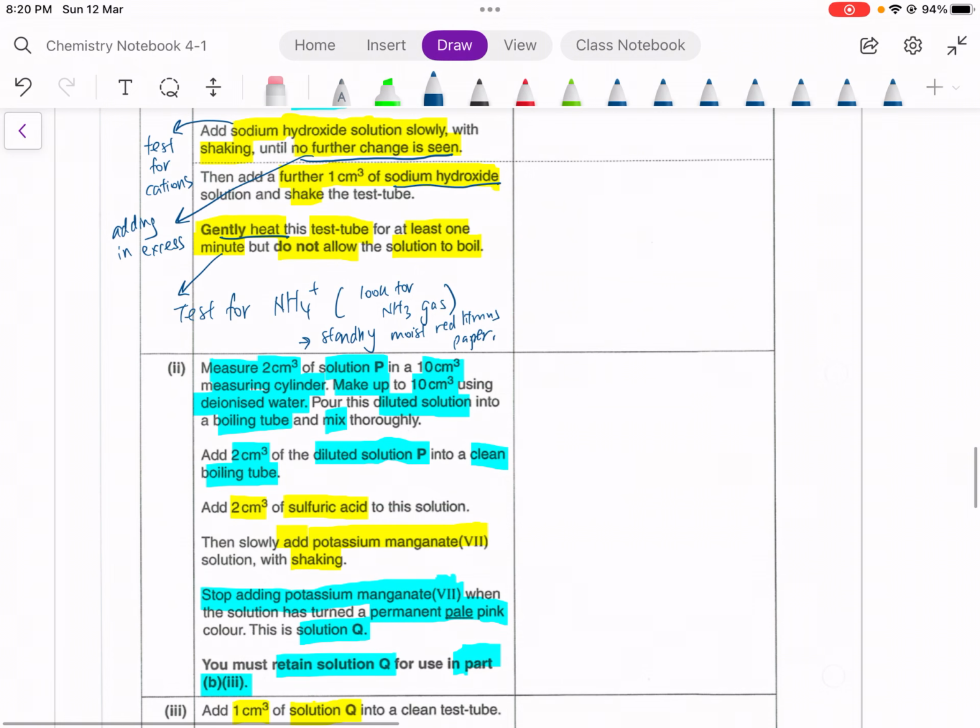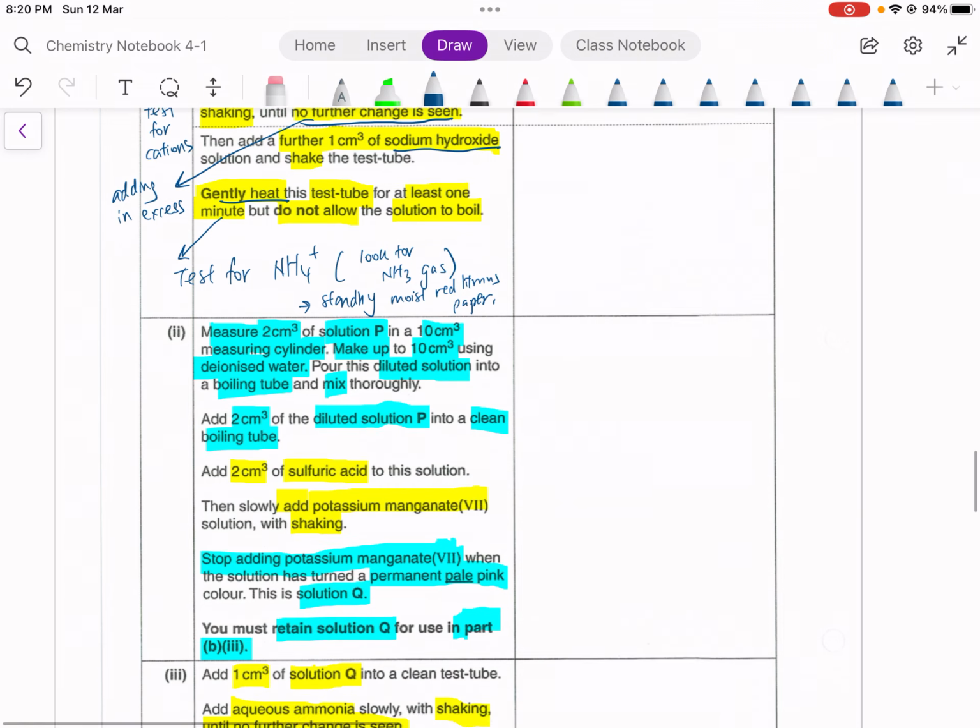So how do you gently heat? If you use the test tube holder to hold the test tube and you heat it under the Bunsen burner, and you feel a tiny sensation on your hand, that means you are gently heating it. But if you are boiling it, you will feel that the whole thing will splash out. That is boiling. You are asked to gently heat only, which means you should feel some sensations on your hand when you are gently heating the mixture.